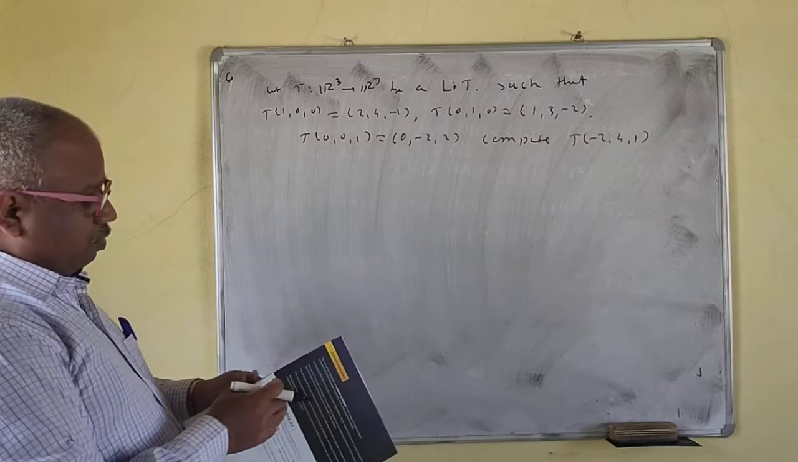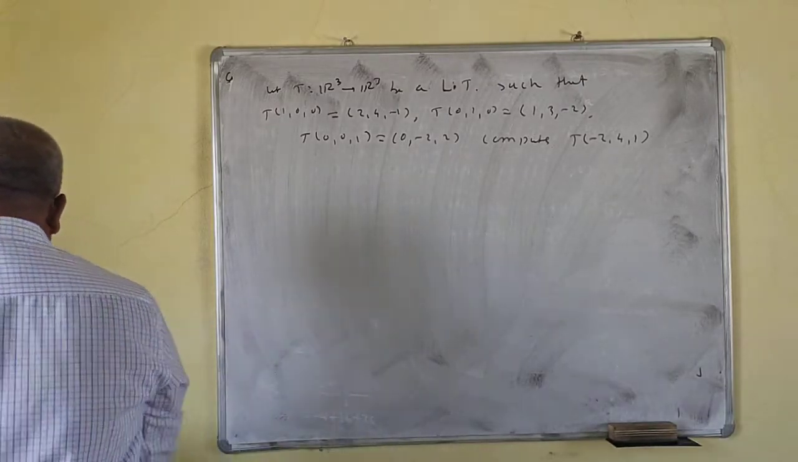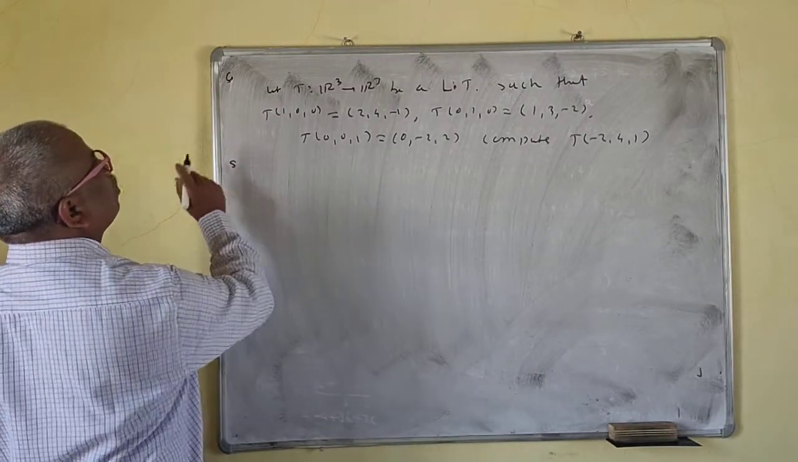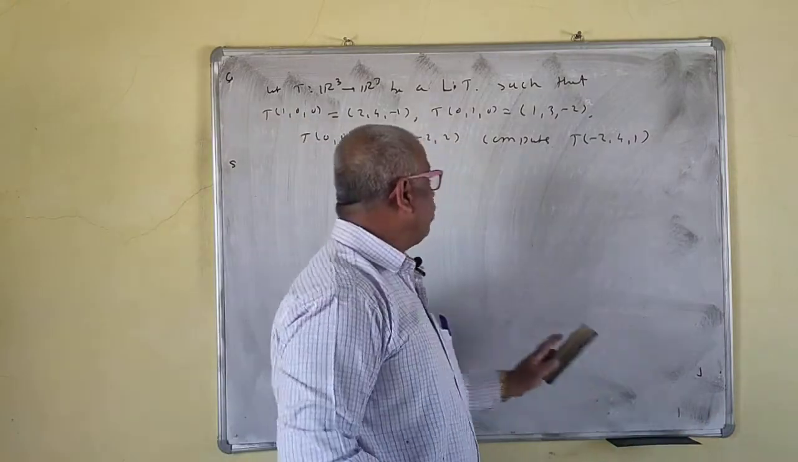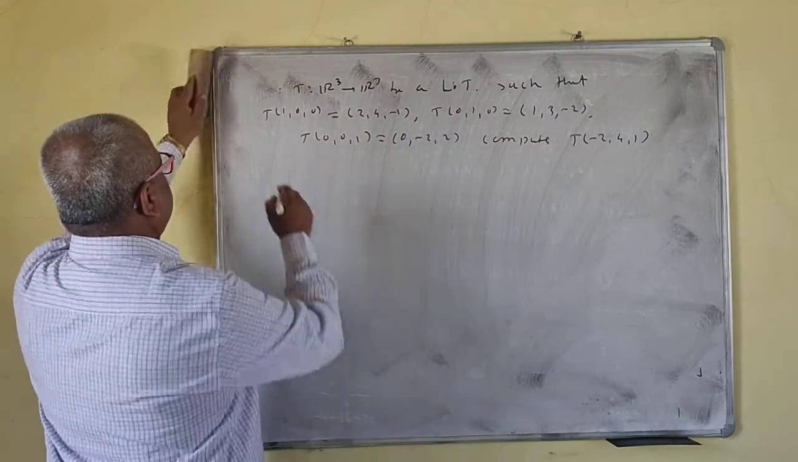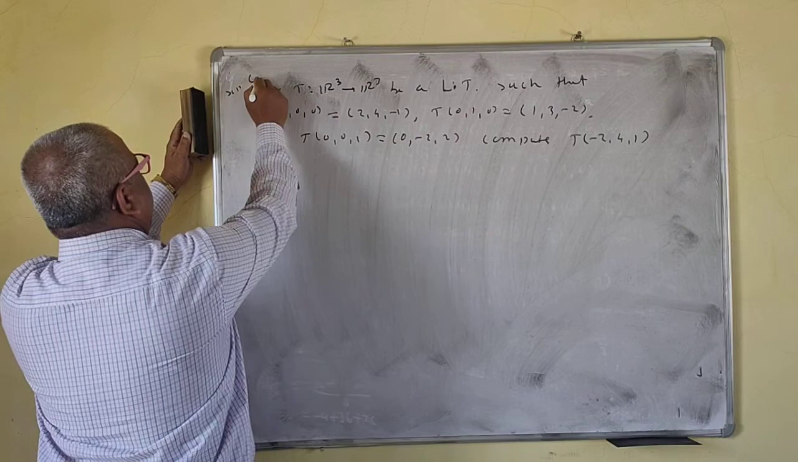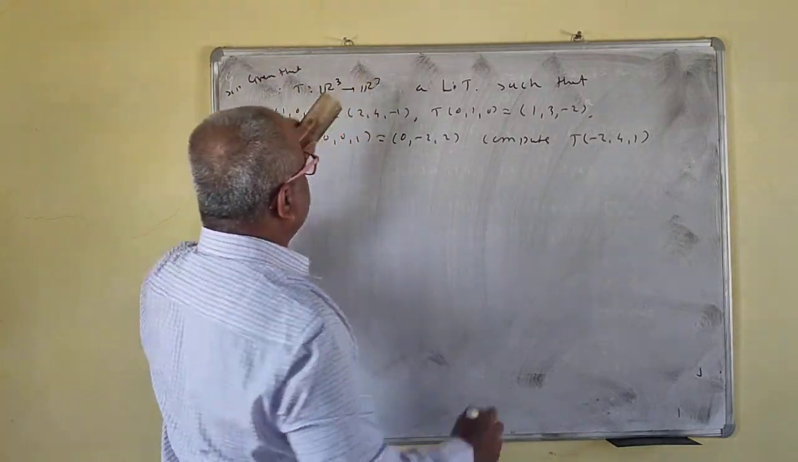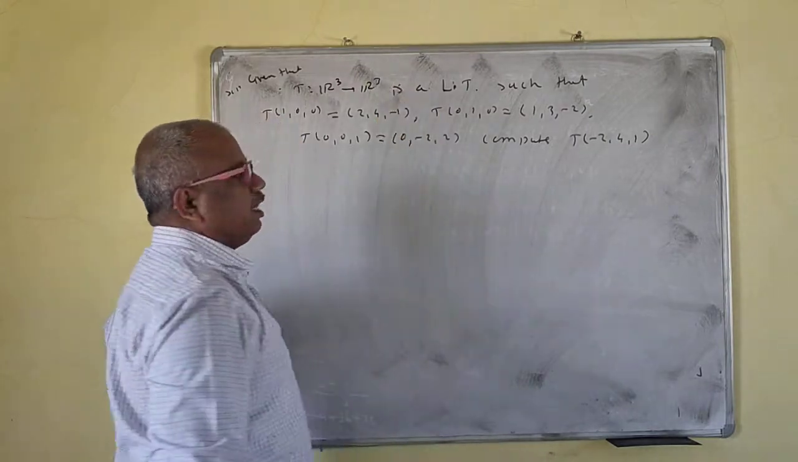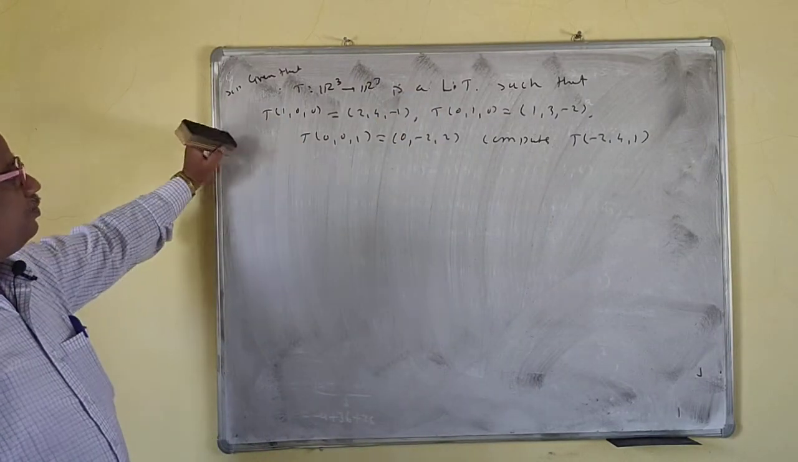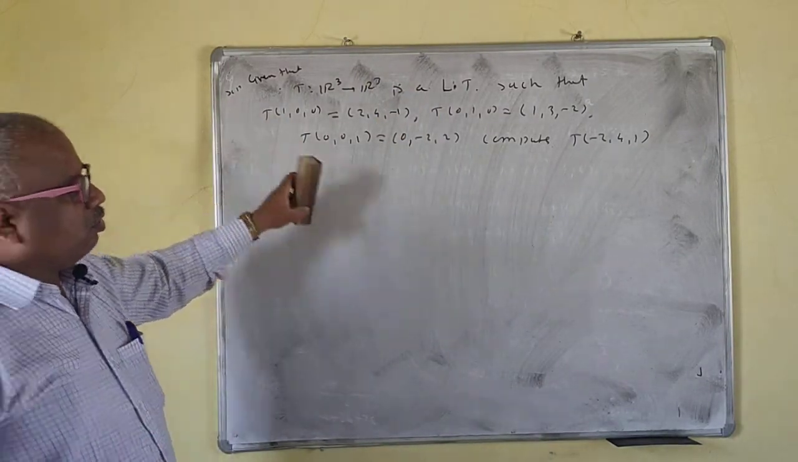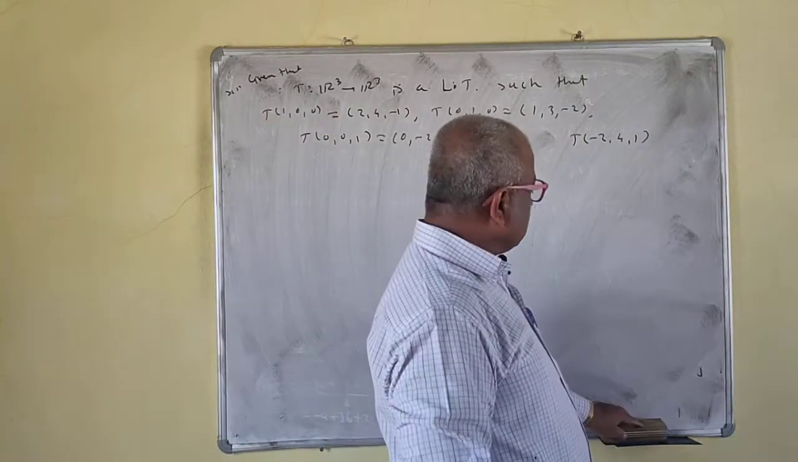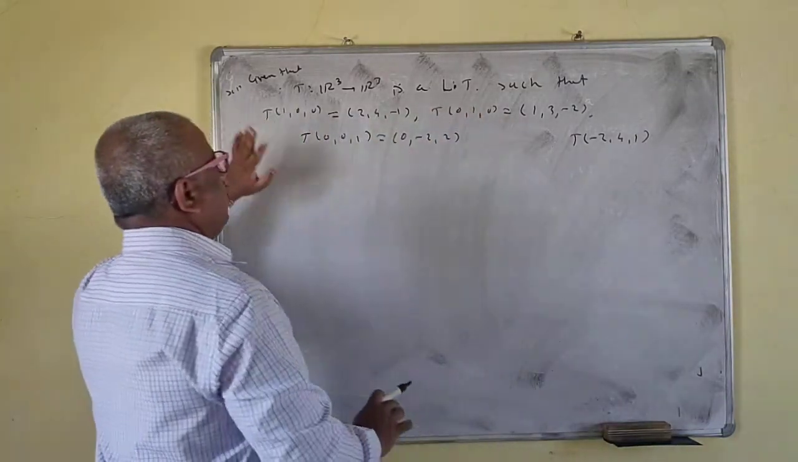Okay, so now we'll solve this. Solution. Given that T from R3 to R3 is a linear transformation such that these are given. Don't write the compute part here, just keep this.